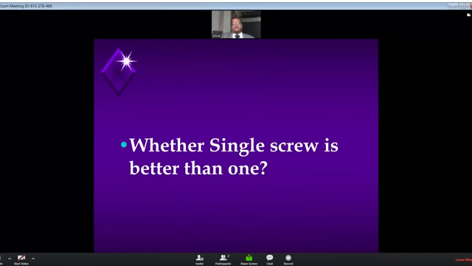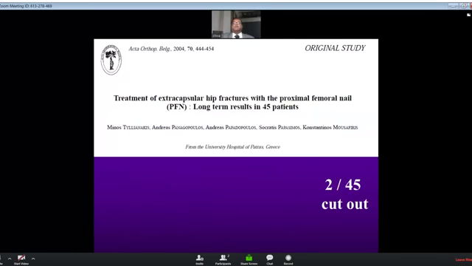The first question is whether a single screw is better than two. To avoid Z effect, we have enough papers which propagate the single screw system or the helical blade system, especially in osteoporotic fracture, helical blade system which can compact the bone, which are marketed by many companies. So my first question I'm going to answer is whether single screw is better than double screw.